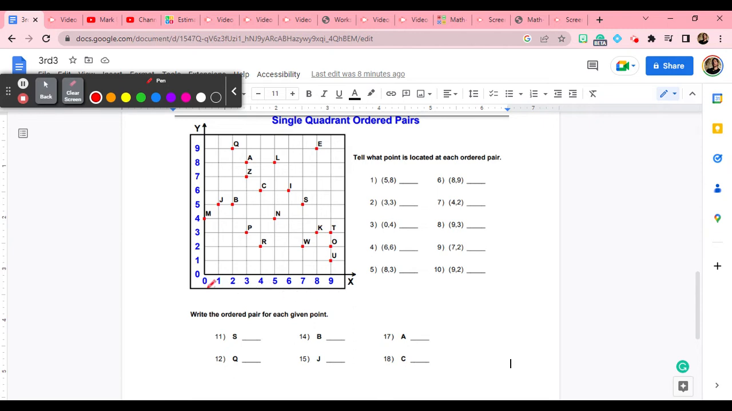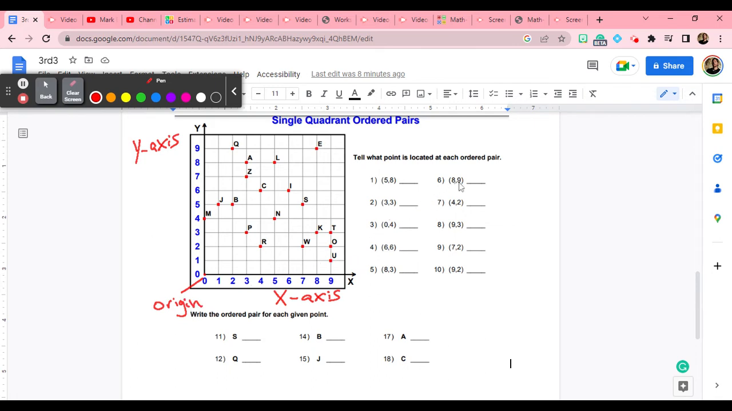This going this way is our x-axis. Okay, our number line going this way is our y-axis. Okay, we have our point (0, 0) right here. This is called our origin.